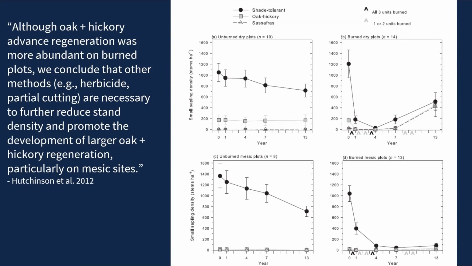And so this study looked at that and said that oak hickory advanced regeneration was more abundant on burn plots, and that other methods such as herbicide or cutting and thinning are necessary to further sustain density and develop oaks, especially on the mesic sites.